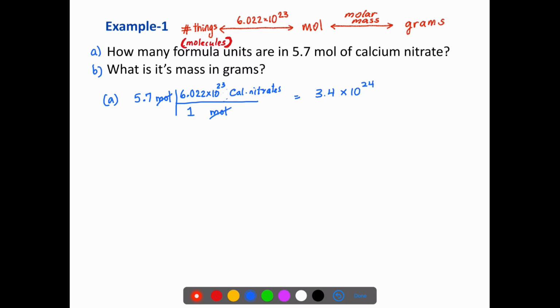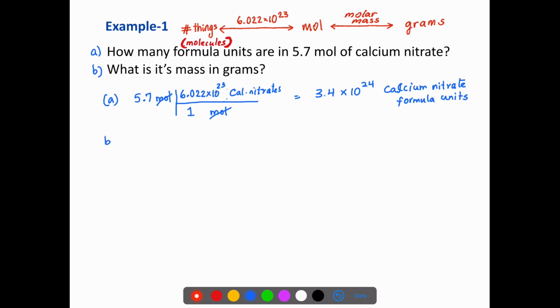That many calcium nitrate units, formula units. We have to round off to 2 significant figures because we have 2 here. Think about it. What we just did is multiplying the Avogadro number by 5.7. 1 mole is 6.022 times 10 to the 23. So if you have 2 moles, it will be 2 times this number. If you have 5 moles, it will be 5 times this number. If you have 5.7 moles, it will be 5.7 times this number. This is what essentially we have done.